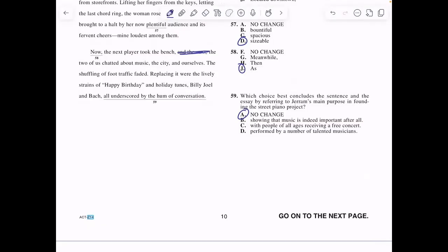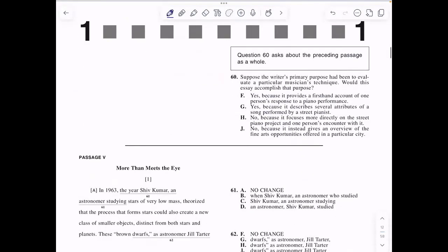So for this one, it's essential to go back and read and scan for the purpose. Last one. Suppose the writer's primary purpose has been to evaluate a particular musician's technique. Would this essay accomplish that? No. Right away, it's no, because we're talking about a piano project, like a street piano project. H, done. So if you can come to those questions with an answer already in mind, that will help. Yet again, I would strongly suggest going back to the intro, title, and conclusion if needed to get a better big picture of the passage.